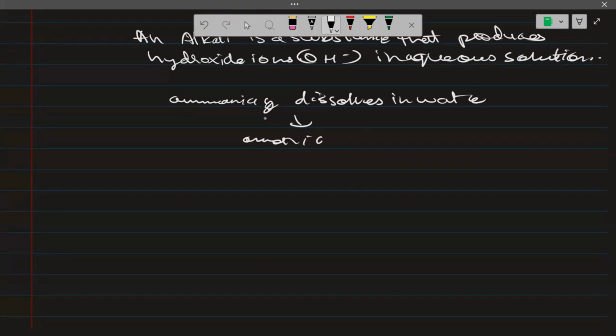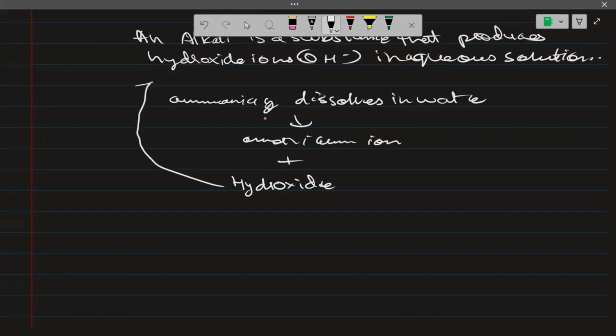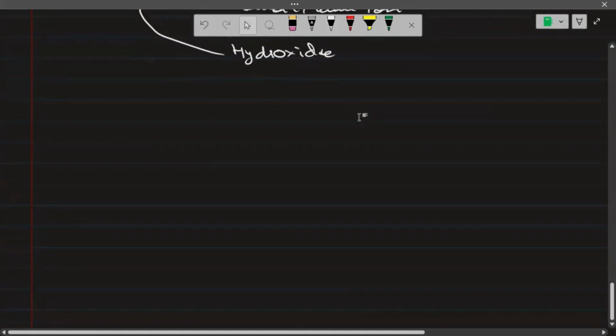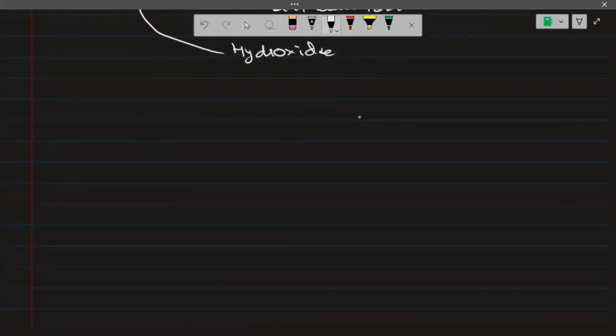Ammonium ions and hydroxide ions. You can relate this with the definition that they produce OH negative, meaning hydroxide ions, when they are dissolved in water in aqueous solution. Let's choose some of the equations also.